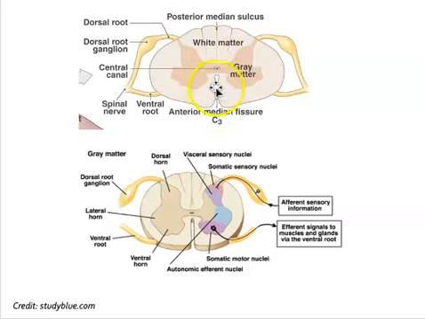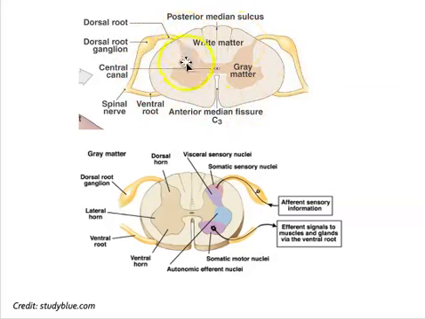anterior median fissure, posterior median sulcus, posterior funiculus, anterior funiculi, lateral funiculi. There are descending tracts in the anterior and the lateral funiculi. There are ascending tracts in all three funiculi.